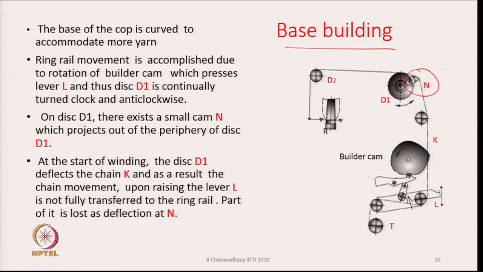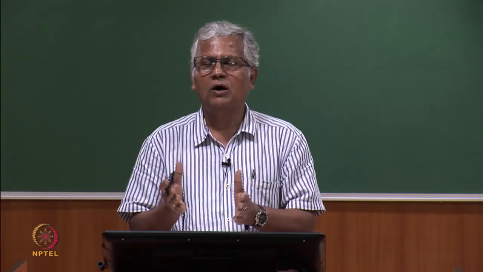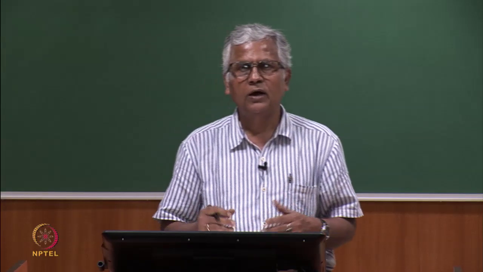The purpose of this is to help in building the base faster, or we want to make the base more round. If the base is conical, it basically means our package content is going to be less. If the base is rounded, it means I will be able to accommodate more yarn there, therefore package content can be improved, and hence the base building is there.